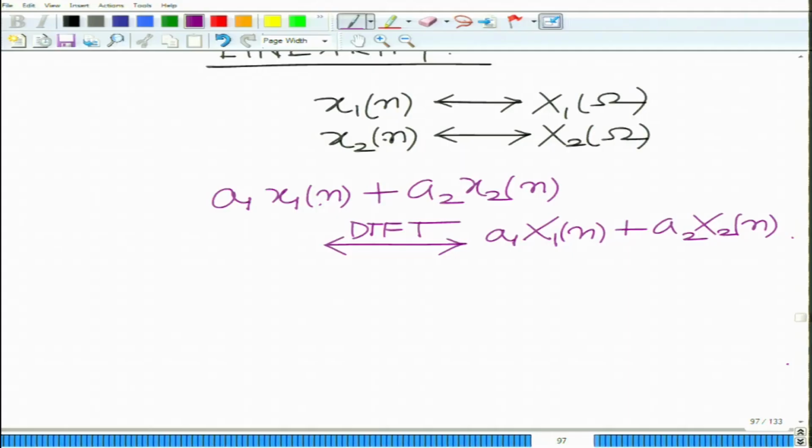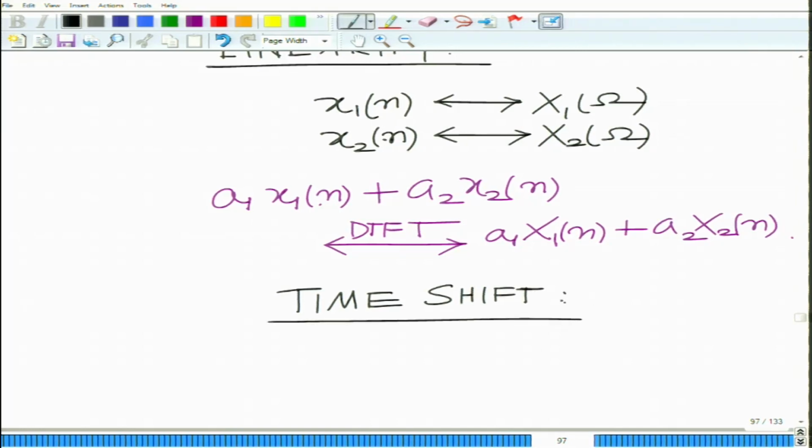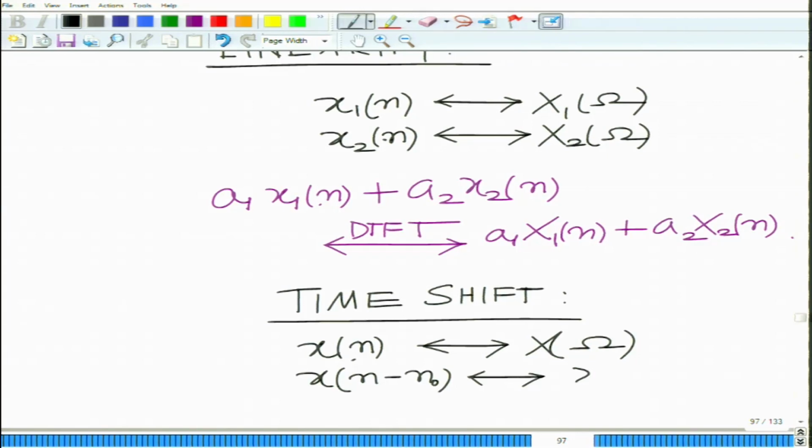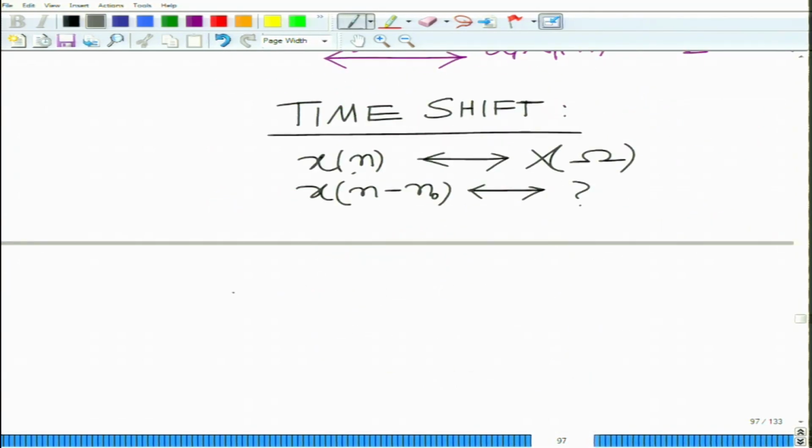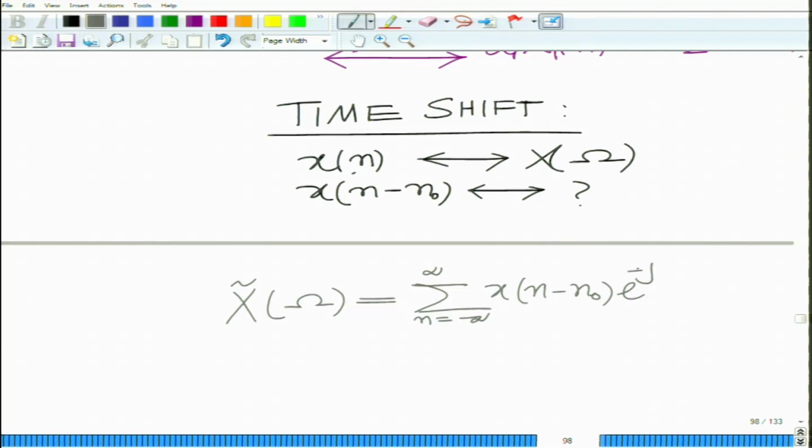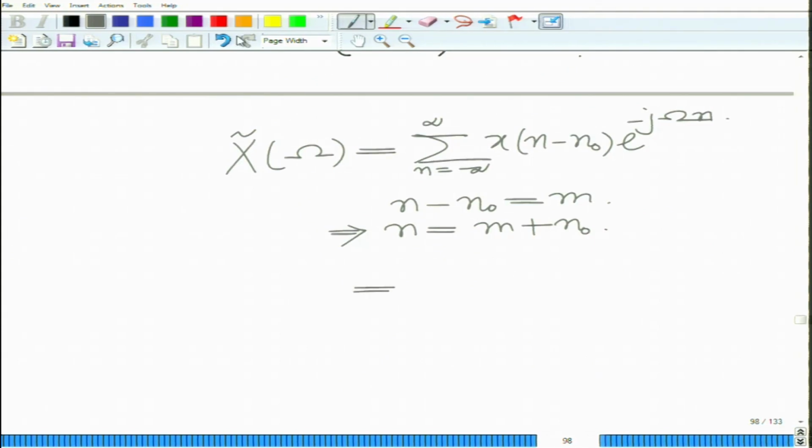All right. Time shifting, again another important property. What happens when you time shift a discrete time signal? Let us say x[n] has the DTFT X of omega. What happens when you time shift by n naught? So, we are asking what is X tilde of omega, which is summation n equals minus infinity to infinity x[n minus n naught] e raised to minus j omega n. Set n minus n naught equals m, which implies n equals m plus n naught.